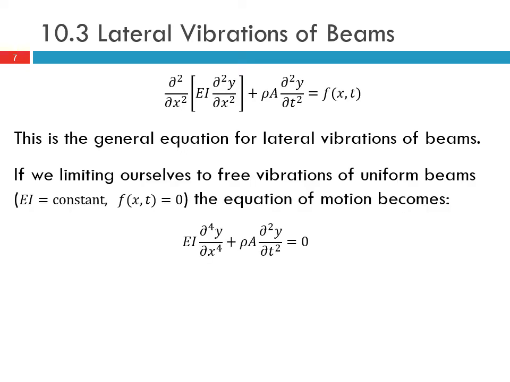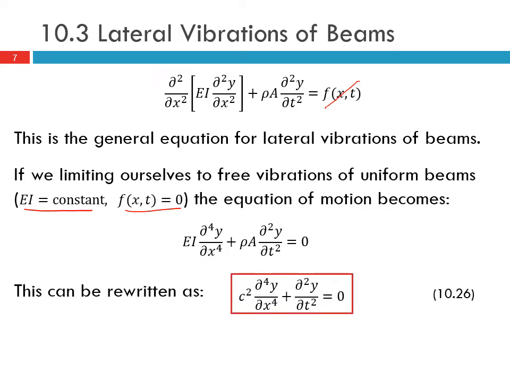But if we limit ourselves to free vibrations, so we basically are getting rid of this force term, so f of x and t is equal to 0. And if we limit ourselves to uniform beams, then that means that EI is a constant, does not vary along the length of the beam. Then we can write this as EI partial 4y by partial x to the fourth plus rho a partial 2y by partial t squared is equal to 0. Or we can rewrite this as c squared partial 4y by partial x to the fourth plus partial 2y by partial t squared is equal to 0, where here c is equal to the square root of EI over rho a.